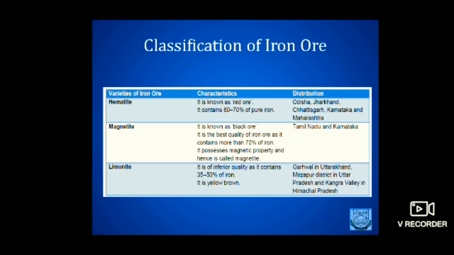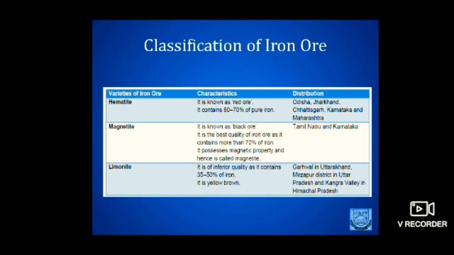It is considered to be the best quality of iron ore because it has more than 70% of iron, and it has high magnetic power, and therefore it is called magnetite. Limonite is the least and inferior quality because it has only 35 to 50% of iron. It is yellow brown in color.